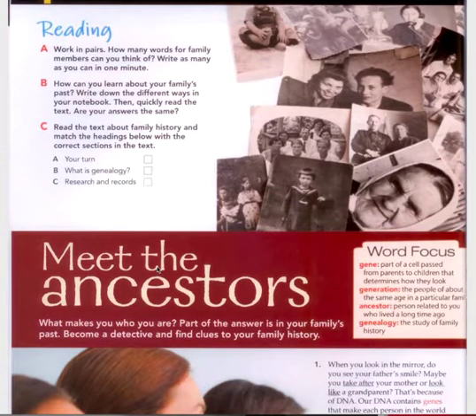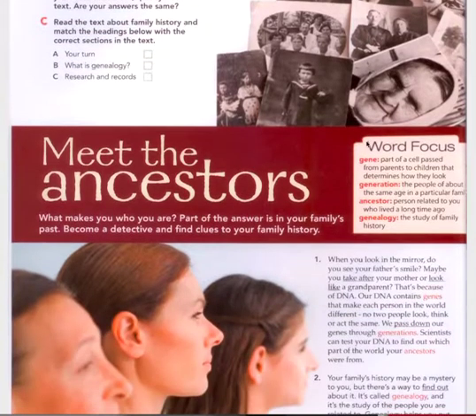Meet the ancestors. Gene: part of a cell, passed from parents to children, that determines how they look. Generation: the people of about the same age in a particular family. Ancestor: a person related to you who lived a long time ago, like those guys. Genealogy is the study of family history.